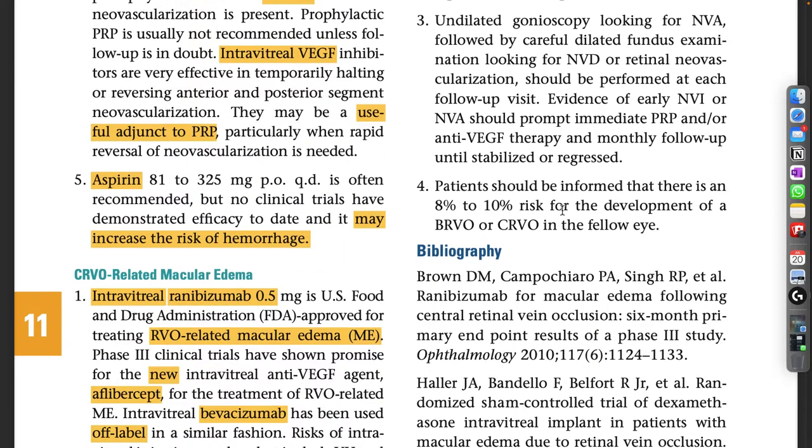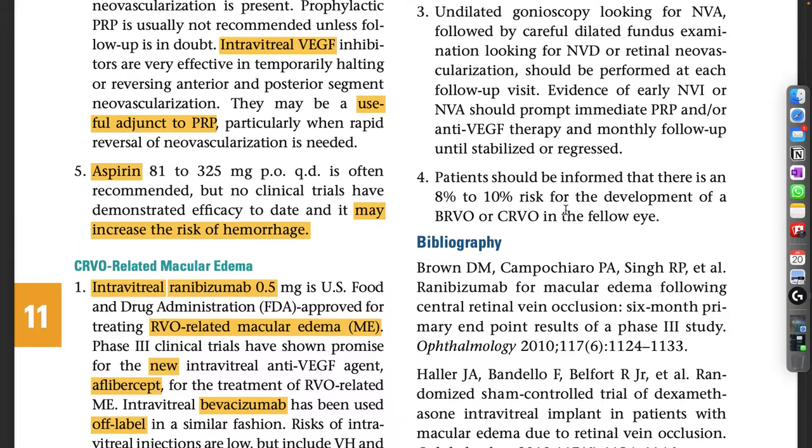Okay? Let's go through the treatments for CRVO. Intravitreal triamcinolone is... discontinuous. If I ask you how do you treat the macular edema in CRVO, then you can start with ranibizumab. So you always start with intravitreal ranibizumab, if the patient is a rani. Then intravitreal bevacizumab, you know why.